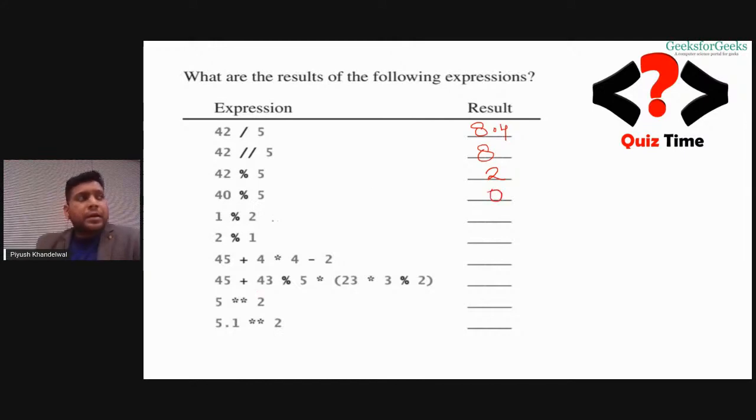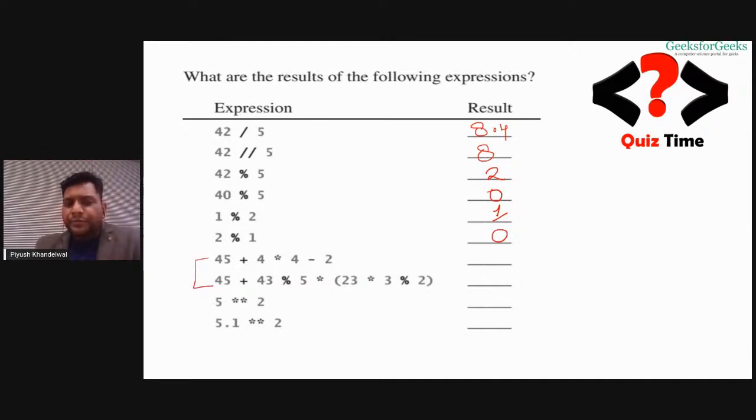1 mod 2. You need to guess 1 mod 2. When I divide 1 by 2, it is not divisible. One is the smaller number and 2 is the greater number, so the remainder is always going to be the smaller number. When I'm dividing a number by 1, the remainder is always going to be 0, because every number is divisible by 1. So 2 mod 1 is also always going to be 0. We will look at these two expressions after just a few minutes.